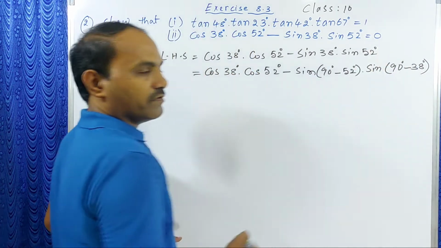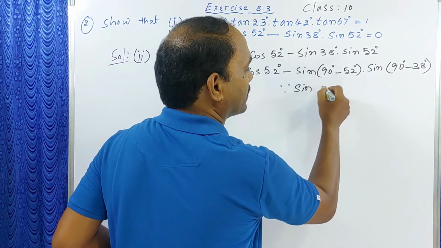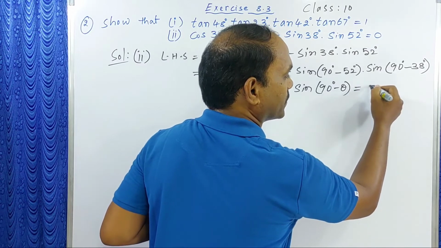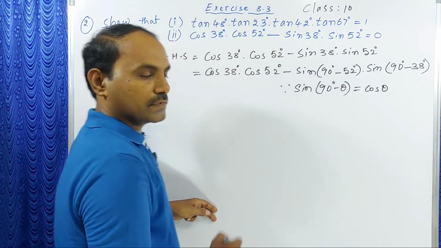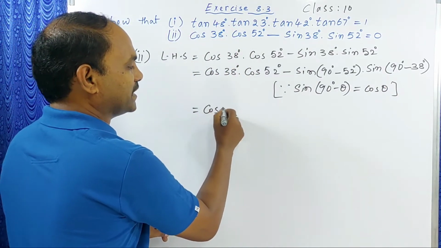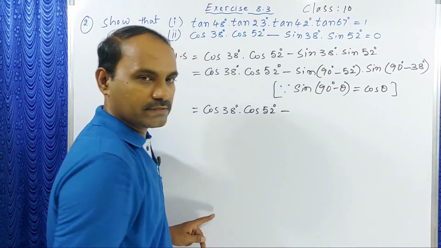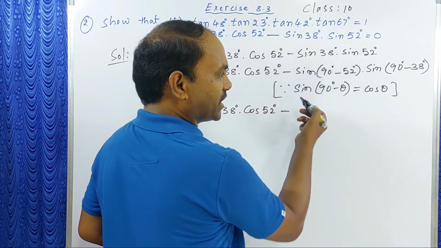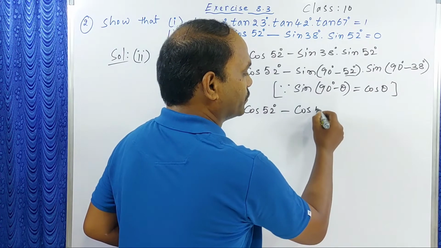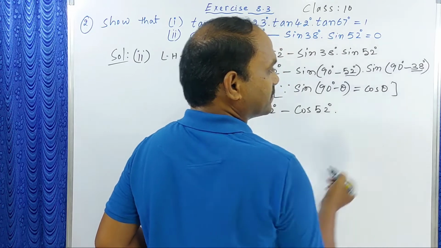Now this one, sin 52 can be written as 90 minus 38. 90 minus 38 is 52. Now since sin 90 minus theta is equal to cos theta, from this formula, what is the result? Cos 38 into cos 52 degrees minus sin 90 minus theta gives cos. Here also sin 90 minus theta, so cos 52, into here sin 90 minus 38.